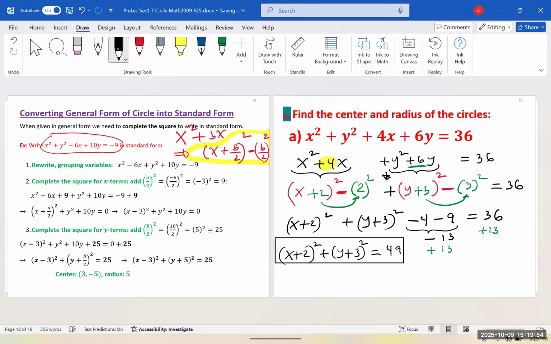And we love this format because we have our information. Center. What's the center of this circle? Negative 2, negative 3. And Zoe, what's the radius here?